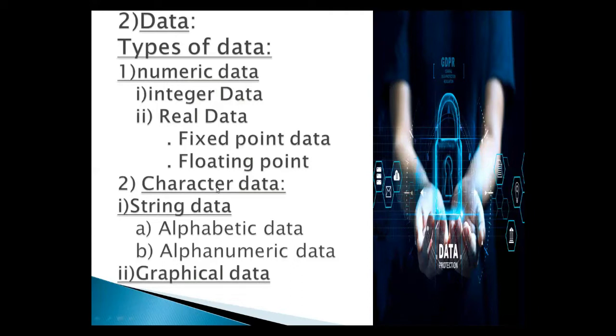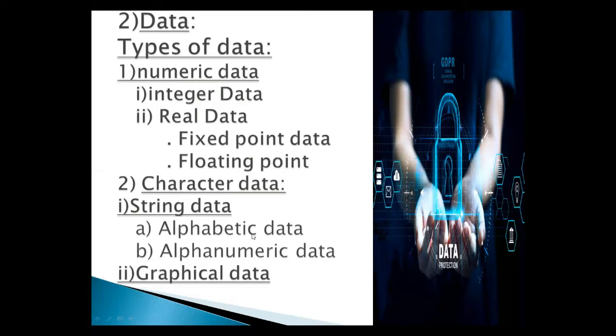Character data is divided into two types. Number one is string data and number two is graphic data. String data. String data consists of a sequence of characters. Characters may be English alphabets, numbers or spaces. The space which separates two words is also a character. The string data is further divided into two types. Number one is alphabetic data and number two is alphanumeric data.